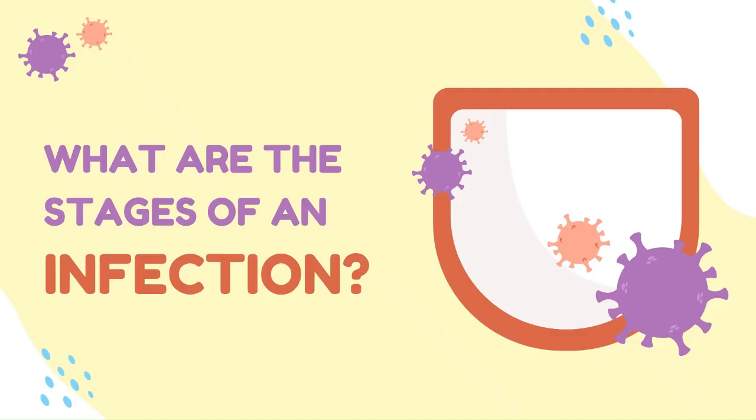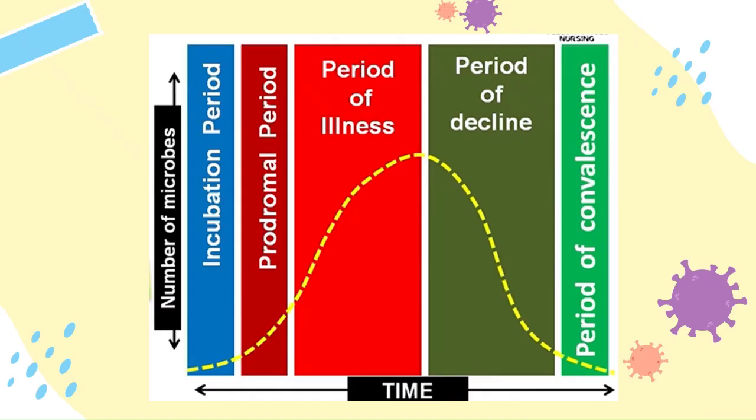So now we know how germs spread and how to prevent infection. Let's talk about what happens inside our body when we get sick. This is called the stages of infection, the different steps our body goes through when germs enter. There are five stages of infection. So let's discuss each one. The first one is the incubation stage.